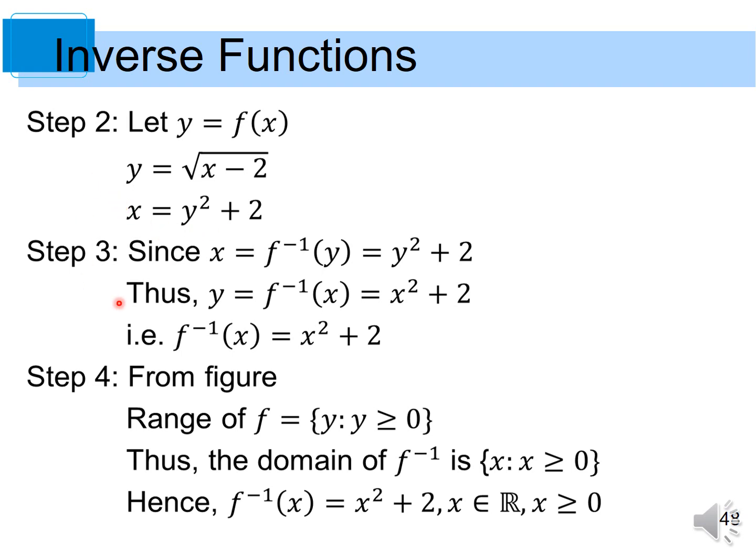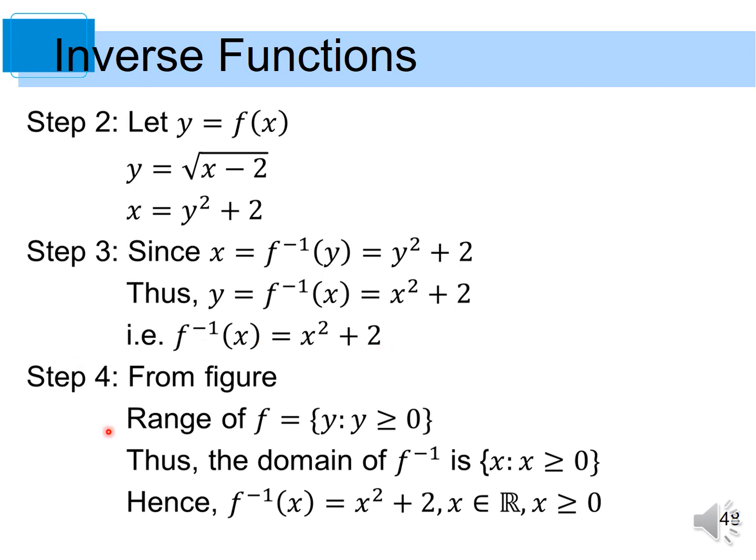You proceed to step 3. You have already obtained x equal to y squared plus 2, where x is the inverse function of y. So interchange the x and y variables. This is our step 3, interchange. Then it can be written as y equal to x squared plus 2, where y is the inverse function of x. Lastly, you can write the inverse function of x equal to x squared plus 2. Now we have obtained the inverse function.